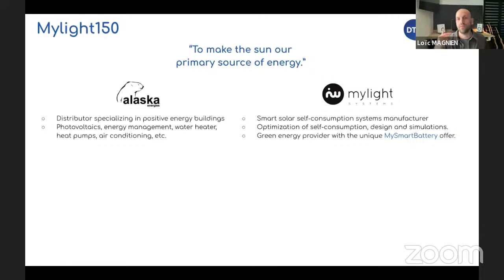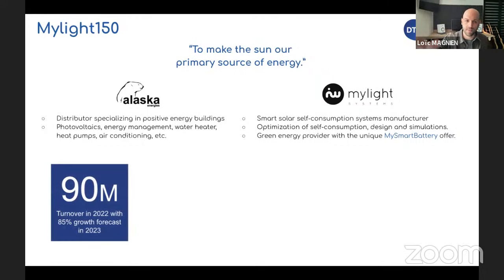And we recently became a green energy provider with an offer called My Smart Battery, where everything that you produce and do not consume during the day, we put into a virtual battery that you can then use during the night or during the winter. So this is the job of MyLight.